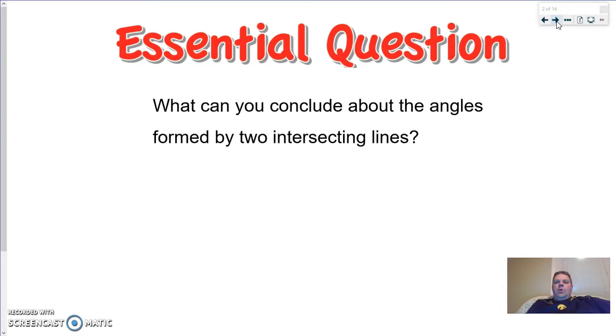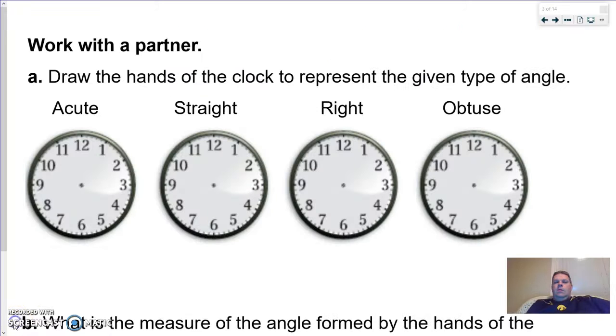Our essential question today is, what can you conclude about the angles formed by two intersecting lines? One of the things we are going to be talking about are specific kinds of angles other than right, acute, obtuse, and straight. The first thing that I would like for you to do is, with a partner, on a sheet of paper, draw the hands of a clock to represent the given type of angle. I want an acute angle drawn on a clock, a straight angle, a right angle, and an obtuse angle. Please pause the video. Give students a chance to come up with those and see what they can come up with.